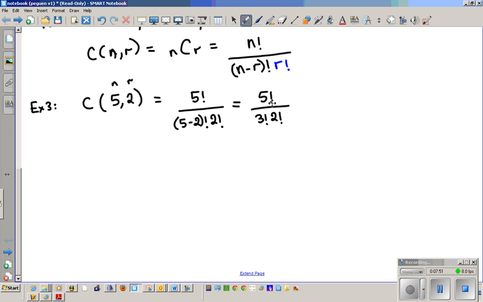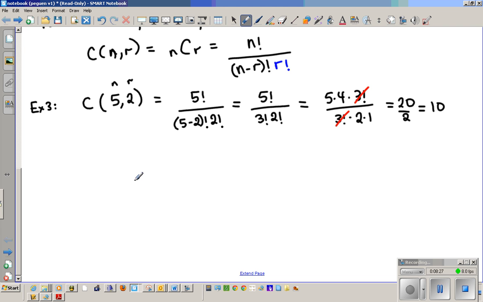Now I'm going to break this down up to the point where I can cancel one of these. I'll start at the bigger one because it's easier. I like to cancel the bigger problem first. So 5 times 4 times 3 factorial, stop, divided by 3 factorial. And then break down 2, 2 is just 2 times 1. The 3 factorials cancel out. And then you're going to have 20 over 2, which is just 10. So there you have it.